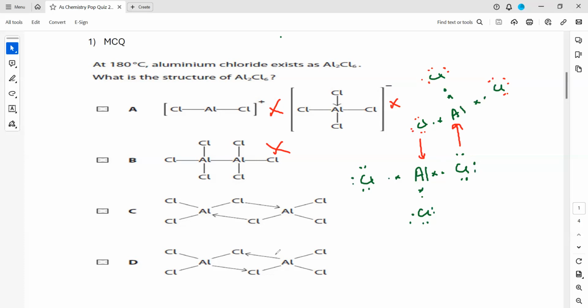And what about this one? Here the arrow direction is wrong, because the direction of the arrow is always from the element which is giving its lone pair, or a pair of electrons, to the other element. Because chlorine is giving its lone pair to aluminium, the arrow we should draw for a dative bond is from chlorine to aluminium. That's why C is the right answer for this.